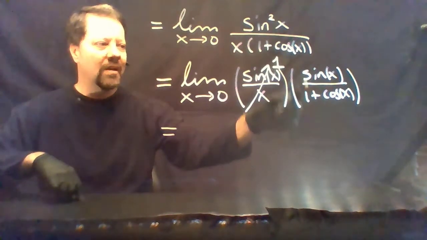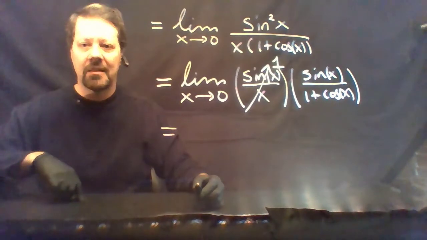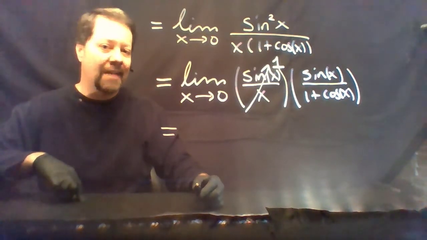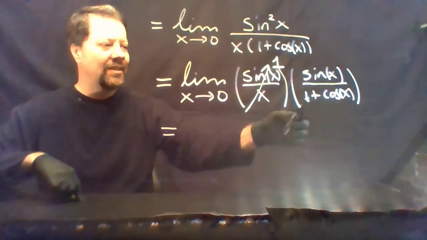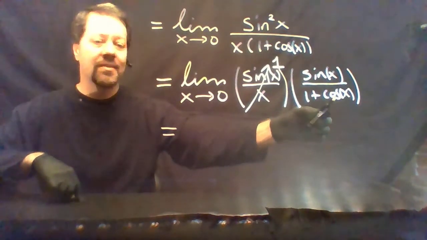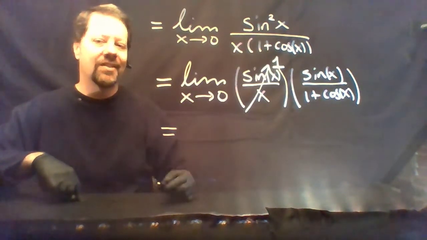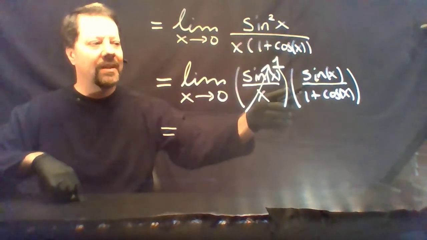On the second part, we have the ratio of two functions, and you can evaluate those limits separately, provided the limit in the denominator is not 0. When we take the limit in the denominator, we get 1 plus cosine of 0, which is 1. So the denominator tends to 2. But what does the numerator tend to?